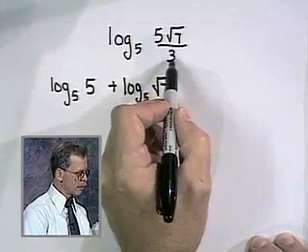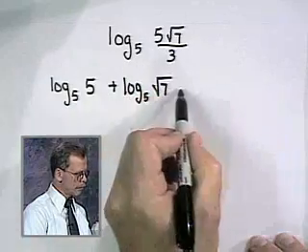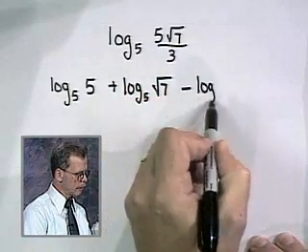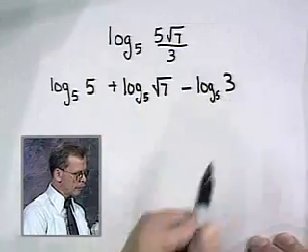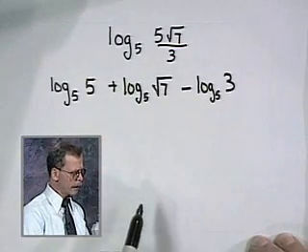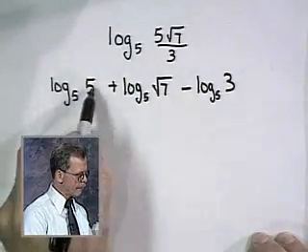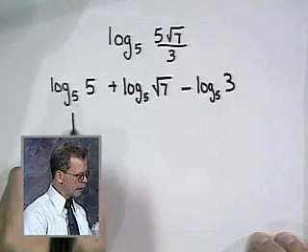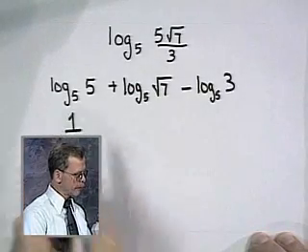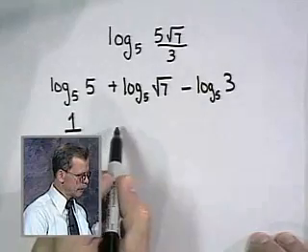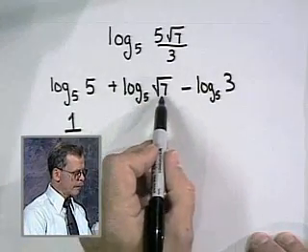When we divide, we subtract the logarithms, so we'll subtract log base 5 of 3. We're not done yet. The log base 5 of 5, that's a simple property that says the log base 5 of 5 is 1. Let's continue. Log base 5 of the square root of 7.